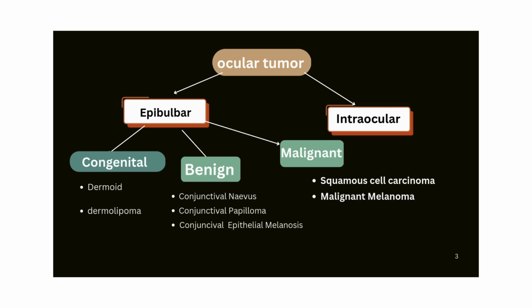Examples of epibulbar tumor are congenital tumor, benign tumor and malignant tumor. Under the congenital tumor we have dermoid and dermalipoma, while benign tumor examples include conjunctival nevus, conjunctival papilloma and conjunctival epithelial melanosis. While of malignant tumor we have squamous cell carcinoma and malignant melanoma. In my next video I will be discussing intraocular tumor.